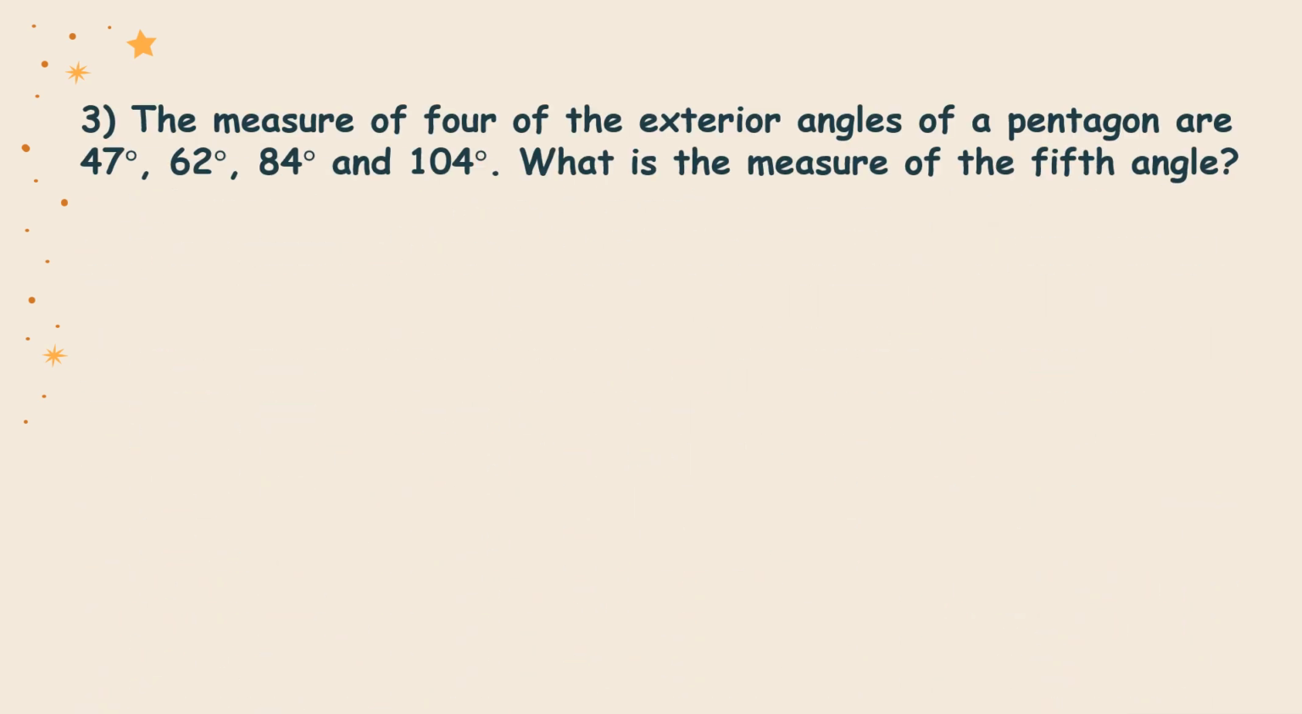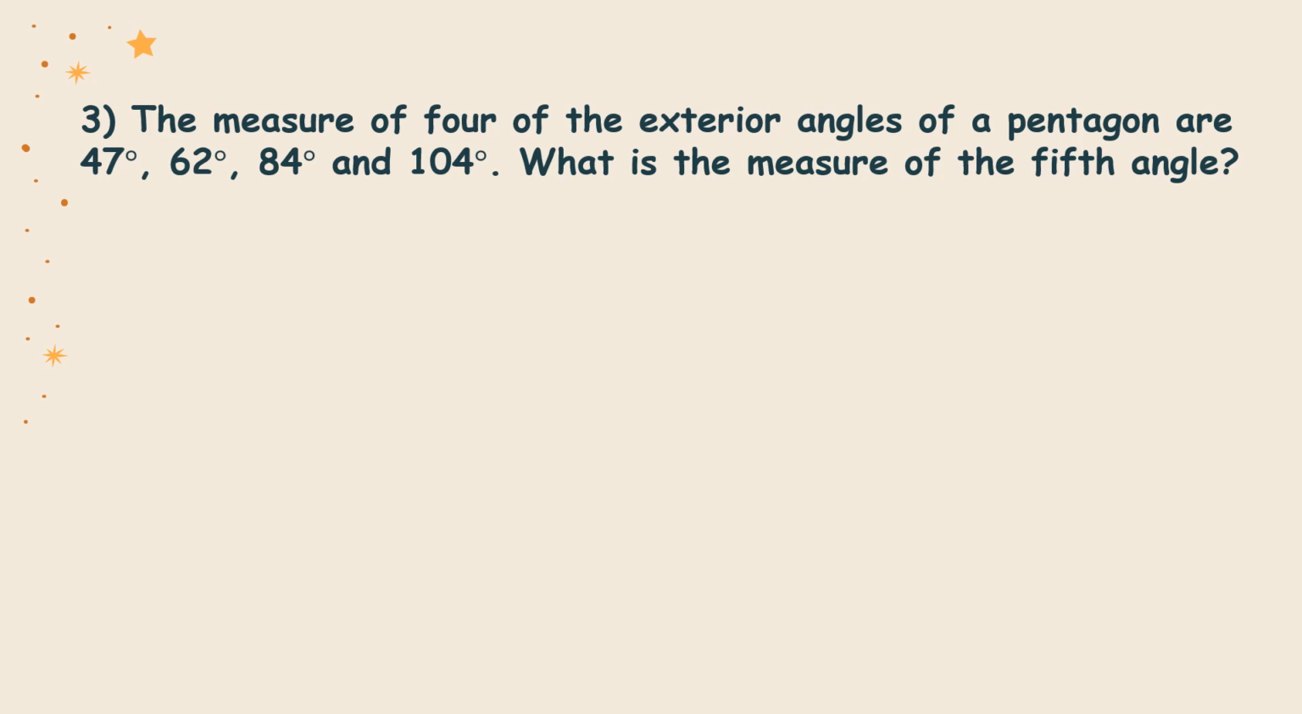Yes, let's move to the third question. The measure of 4 of the exterior angles of a pentagon are 47 degrees, 62 degrees, 84 degrees and 104 degrees. What is the measure of the fifth angle? Now we all know that a pentagon has how many exterior angles? 5. In that, 4 exterior angles have been given to you. You need to find the fifth angle.